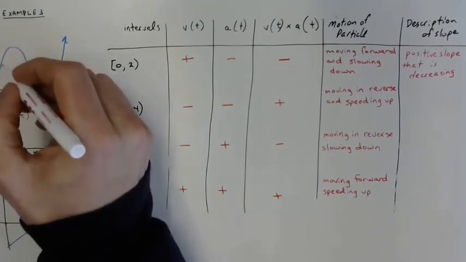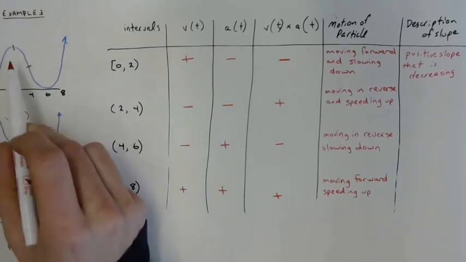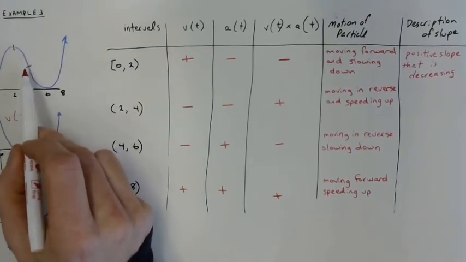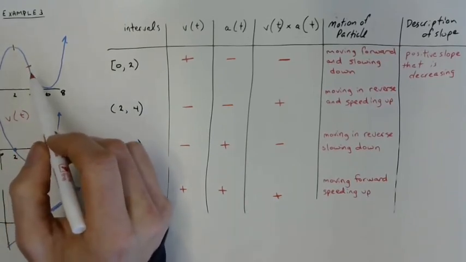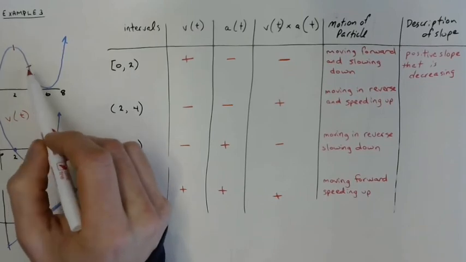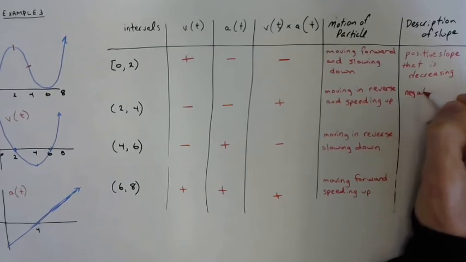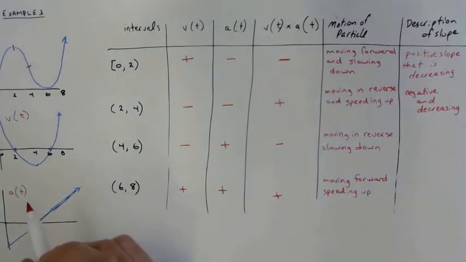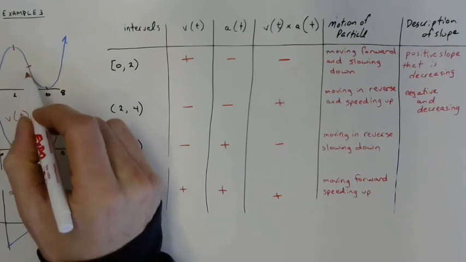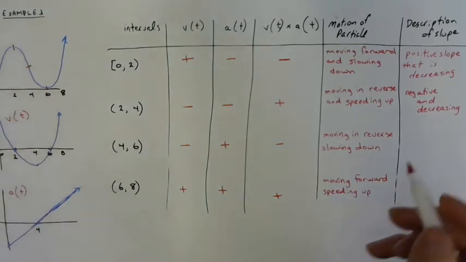From 2 to 4, so from here to here, we have a negative slope that is decreasing. So its negativity is increasing, but since we're in negative numbers, the value is decreasing. It's getting steeper and steeper. So here we have a negative and decreasing slope. From 4 to 6, it's still negative, but it's increasing. It's coming back to 0 before it heads back up. So we're negative and increasing.